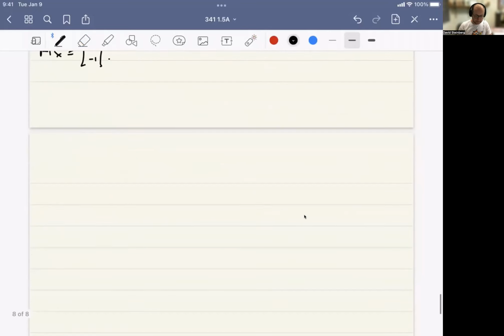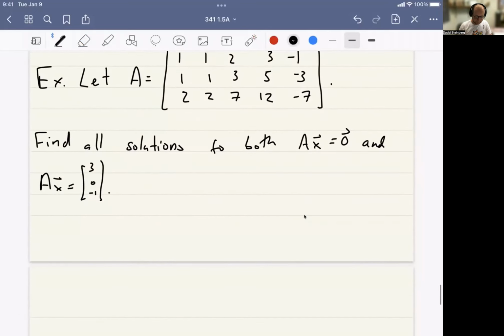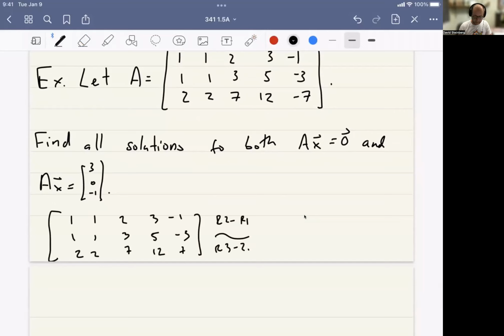Let's row reduce this matrix. We've got 1, 1, 2, 3, -1, 1, 1, 3, 5, -3, 2, 2, 7, 12, 7. The first thing we'll do is the natural one. We'll do row 2 minus row 1, and row 3 minus 2 row 1.